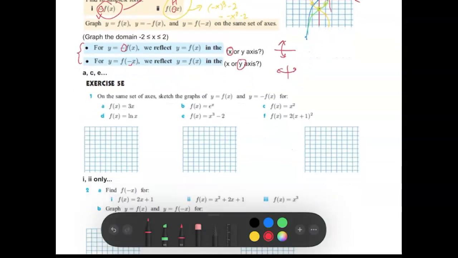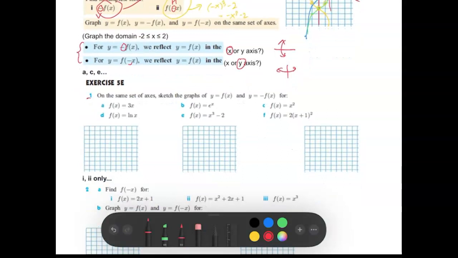And let's see, now let's go down to 5e. And we're going to do A, C, and E. On the same set of axes, sketch the graphs y equals f of x and y equals negative f of x for the following functions. So first I'm just going to draw the axes. And then I'm going to draw the parent function, or the original function, which is a slope of 3 and a y-intercept of 0. So it would be basically this straight line here.